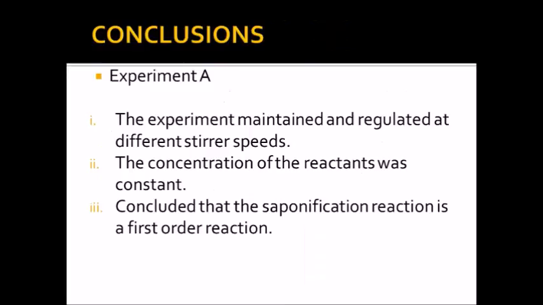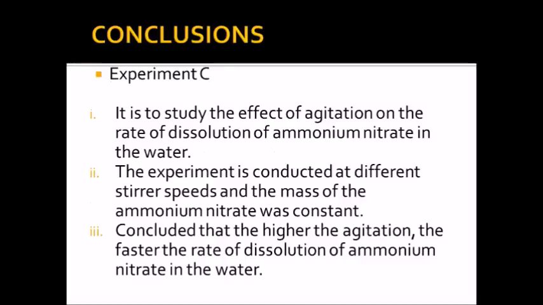In conclusions for experiment A, in the batch liquid reactor, the saponification of ethyl acetate and sodium hydroxide is maintained and regulated at different stirrer speeds. In this experiment, the concentration of the reactants was constant. From our findings, it is concluded that the saponification reaction is a first-order reaction. The conclusion for experiment C is to study the effect of agitation on the rate of dissolution of ammonium nitrate in the water. The experiment is conducted at different stirrer speeds and the mass of the ammonium nitrate was constant. It is 50 gram. From our findings, it is concluded that the higher the agitation, the faster the rate of dissolution of ammonium nitrate in the water.